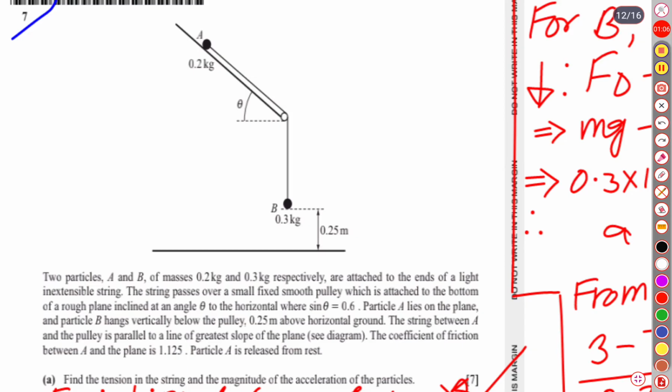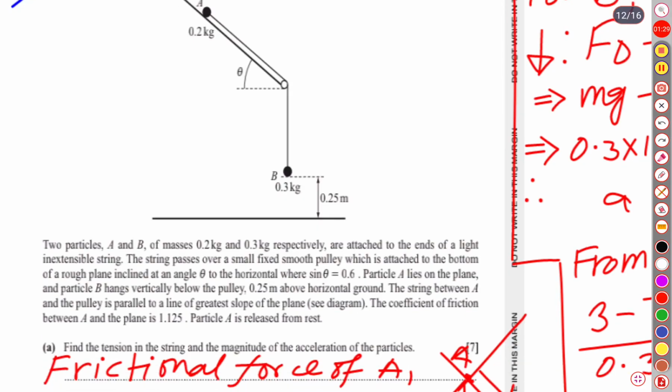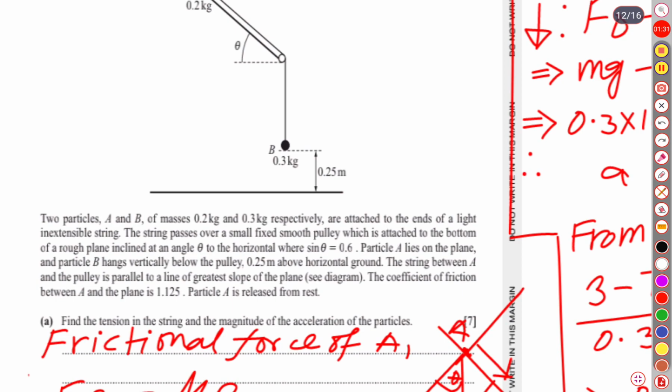0.25 meter above horizontal ground. The string between A and the pulley is parallel to a line of greatest slope of the plane. See the diagram. The coefficient of friction between A and the plane is 1.125. Particle A is released from rest. Question A says: find the tension in the string and the magnitude of the acceleration of the particles.